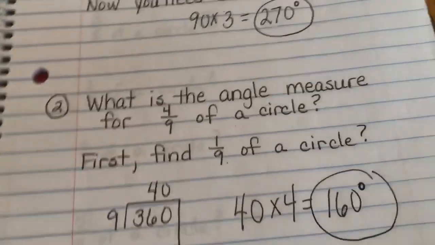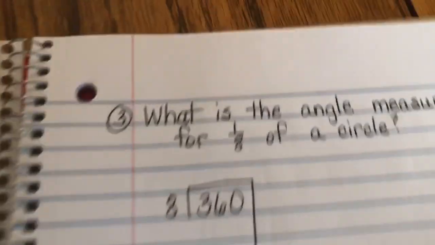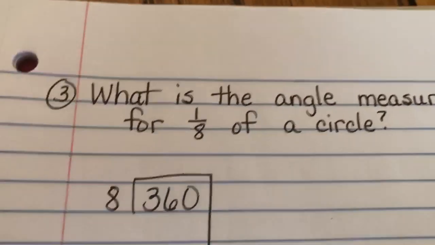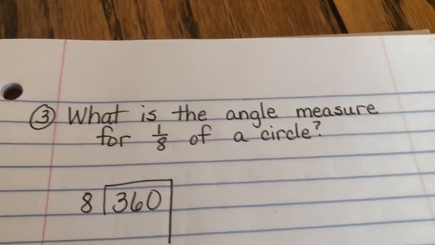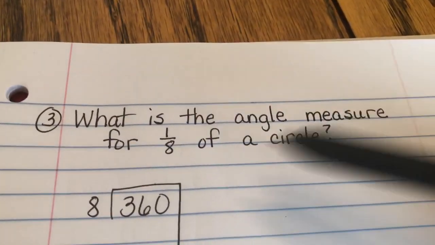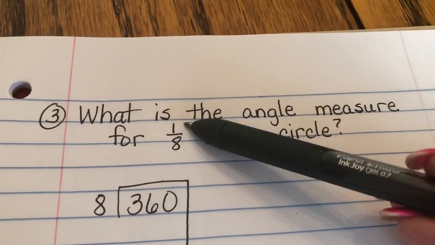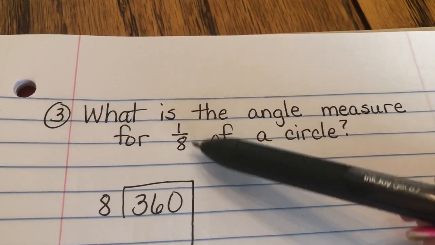Now let me show how you can build on the unit fraction for a circle. Now if you remember, unit fraction means one of them. So this one says, what is the angle measure for 1/8 of a circle? So that's the unit fraction, one piece, 1/8.